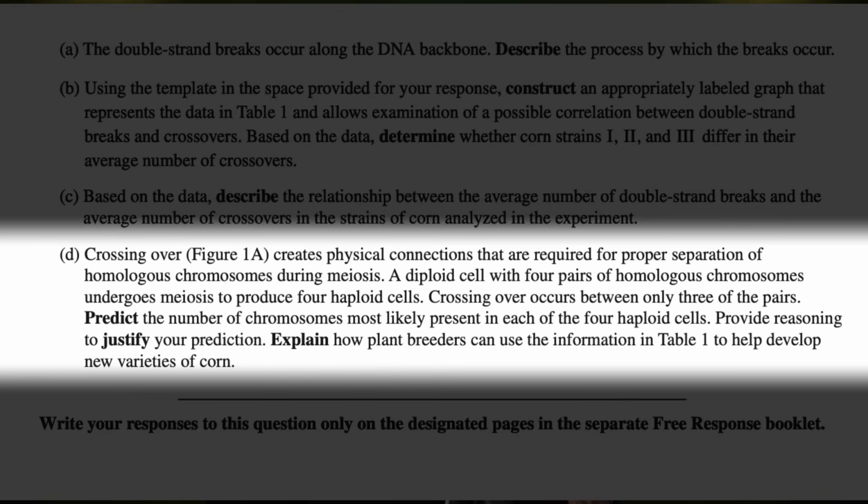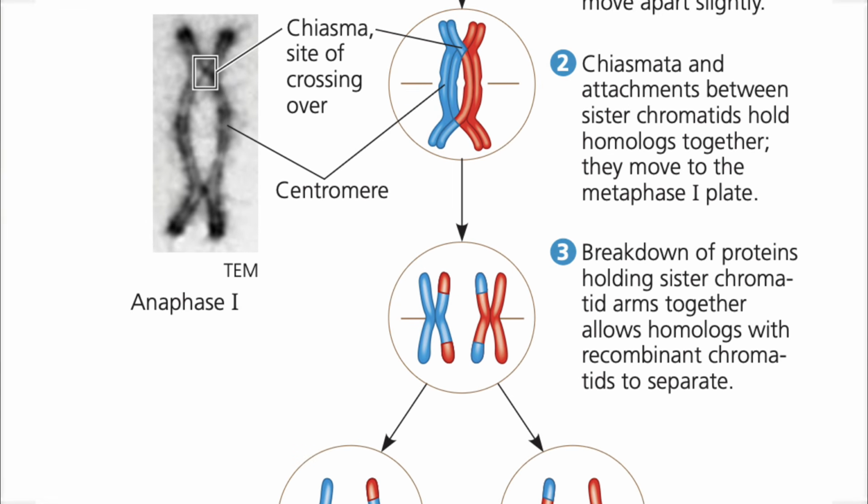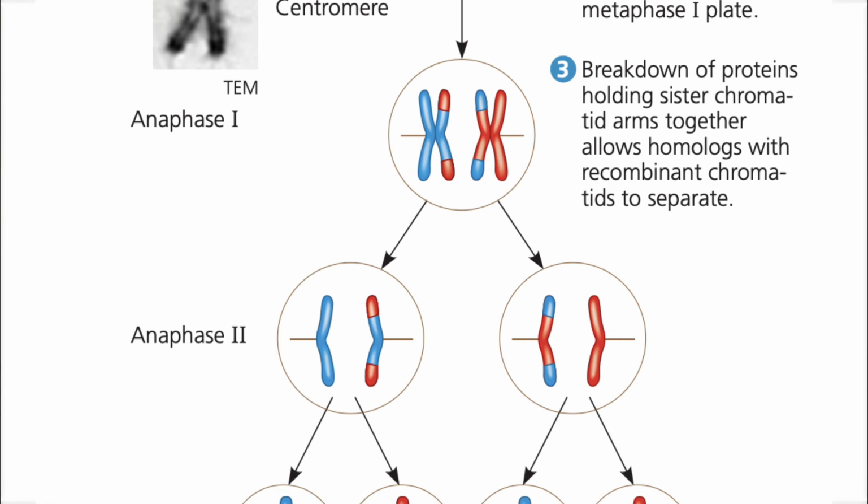So let's pause there and tackle this first part. The question is like a riddle, where it gives you a bunch of conditions and expects you to figure out what may happen if some of those conditions are broken. Basically, they state here that crossing over is required for homologous chromosomes to separate during meiosis, and that's our condition.